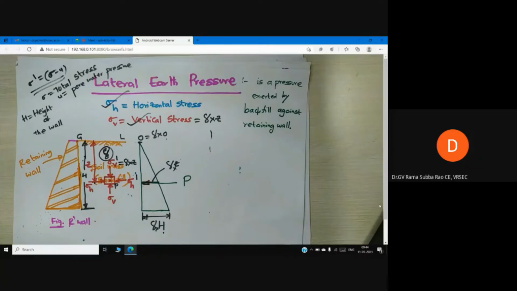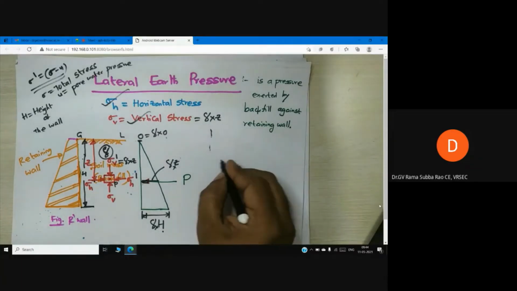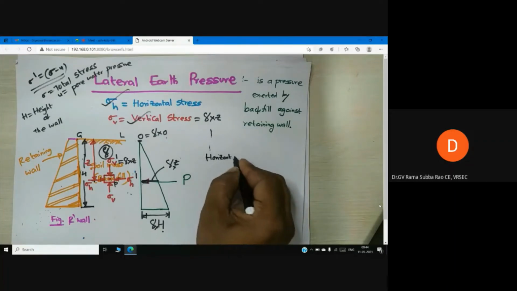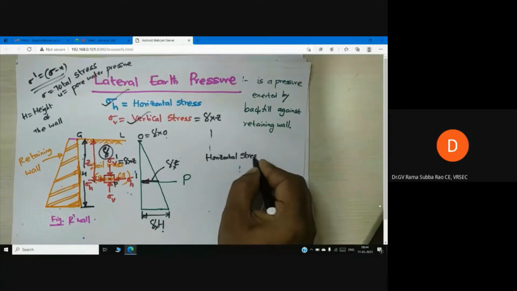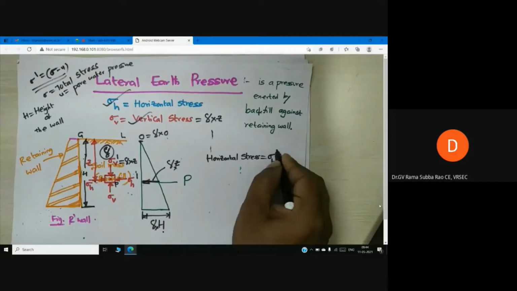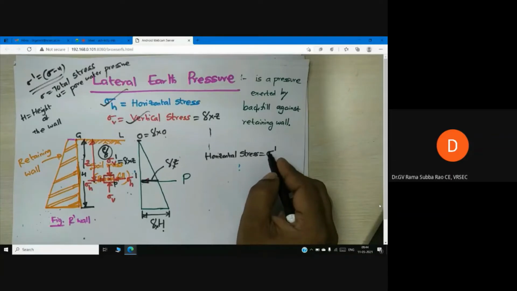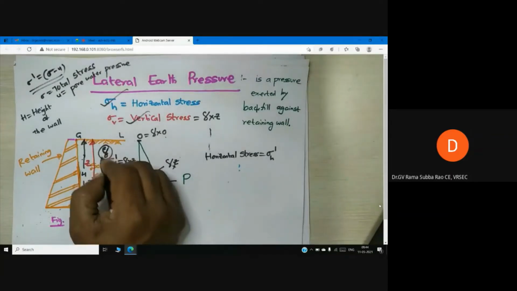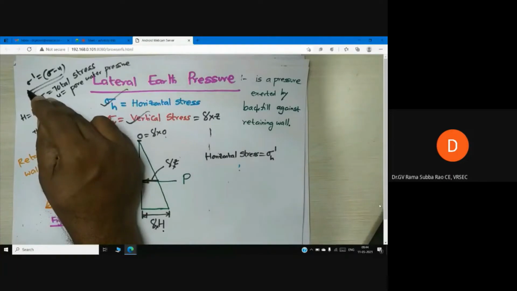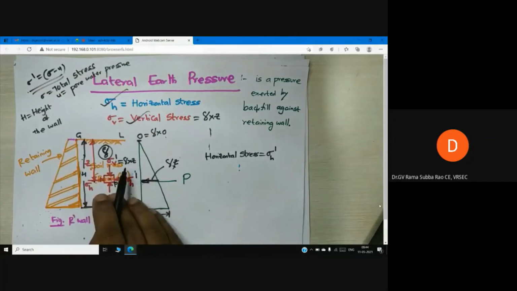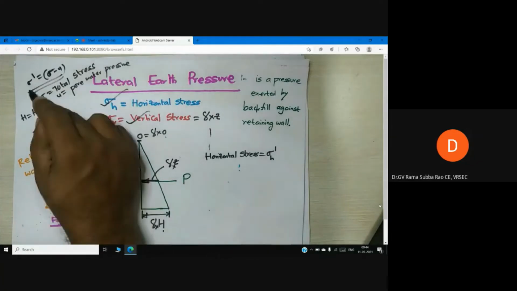Now let me tell you, here is the horizontal stress. We are designating it with sigma h prime. Why am I writing prime? Many times if a water table is there, we need to consider effective stress, because effective stress is the original stress acting on soil. Please keep this point in your mind. We have to concentrate on effective stress. If it is dry soil, then sigma dash is equal to sigma.